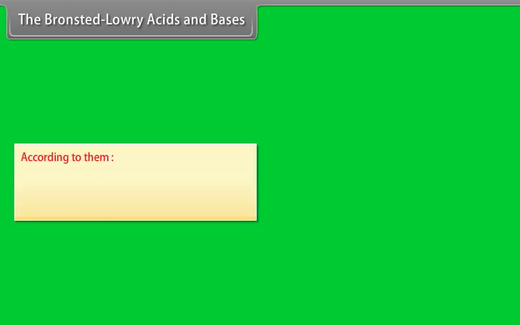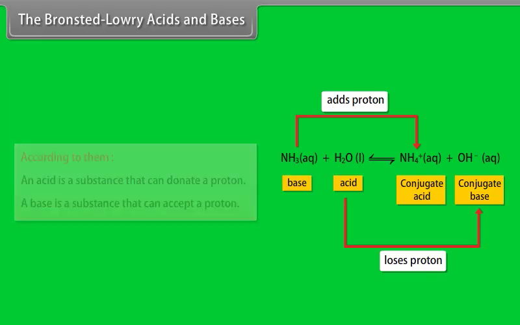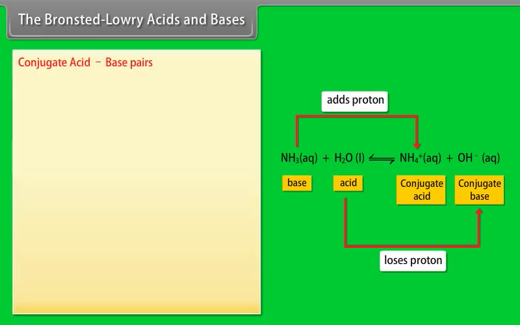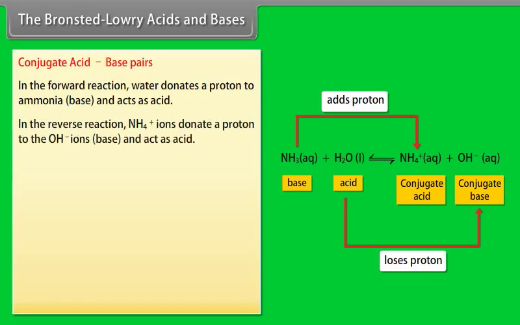The Bronsted-Lowry acids and bases. According to them, an acid is a substance that can donate a proton. A base is a substance that can accept a proton. Conjugate acid-base pairs. In the forward reaction, water donates a proton to ammonia, base, and acts as acid. In the reverse reaction, NH4+ ions donate a proton to the OH- ions, base, and act as acid.